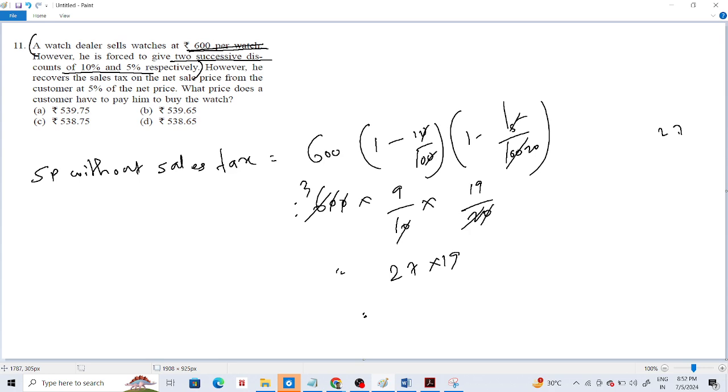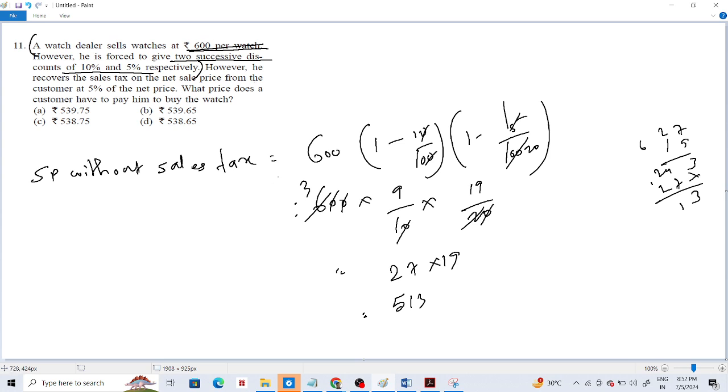So that is going to give me, I have to multiply, I cannot do anything. 513, okay. Now it is given that however, see the dealer had to give such a big discount. Now he has to make some profit also. What he is telling, however he recovers the sales tax on the net sale price from the consumer at 5% of the net price.